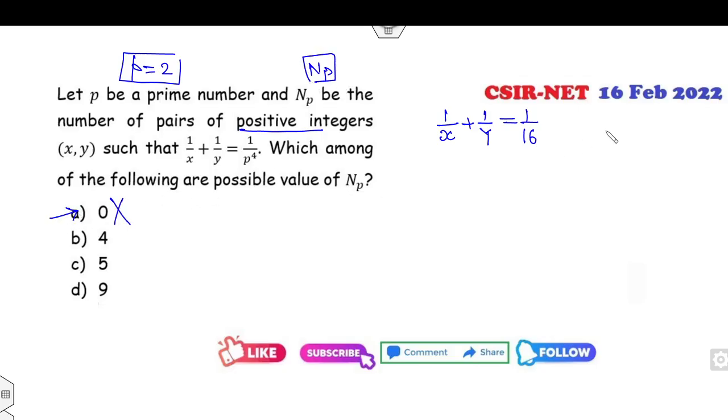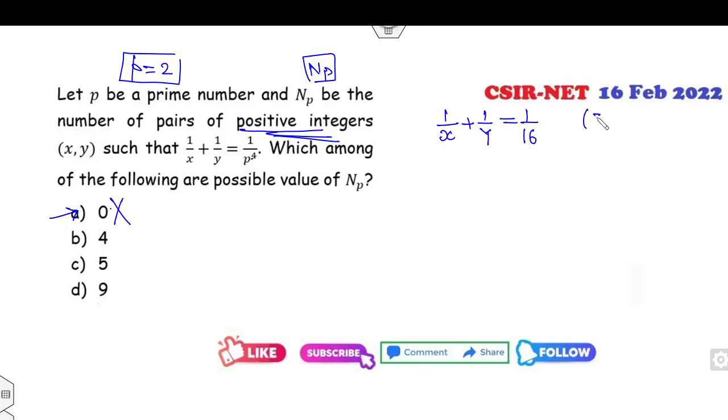That's wrong. Clearly, if I choose x as a positive integer and y as a positive integer, it will satisfy. So the first option is cancelled out. Fine. Second way, 4, 5 or 9. That means you have to solve this equation.